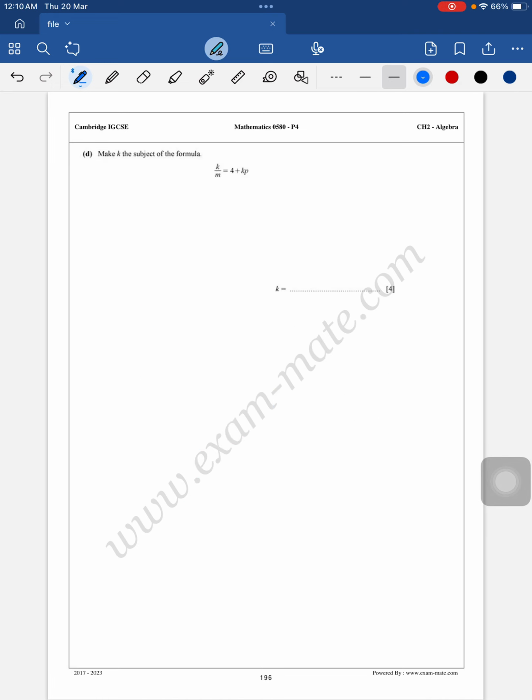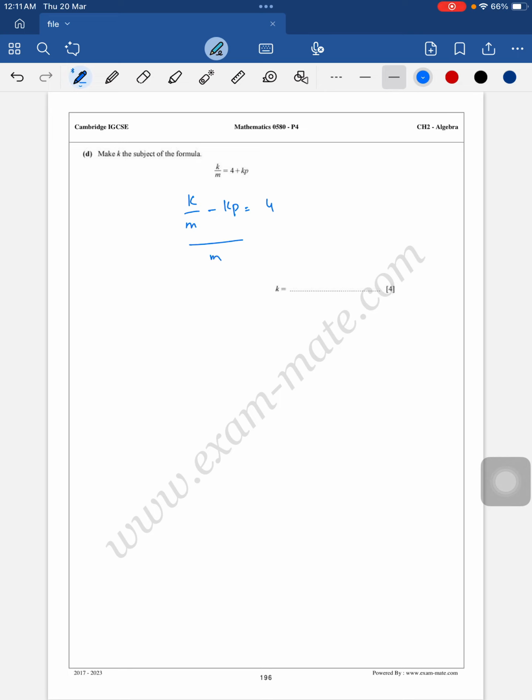Make k the subject of the formula. k upon m is equal to 4 plus kp. So move the k terms in such a way that all the k terms come on one side, right? So k upon m minus kp is equal to 4.